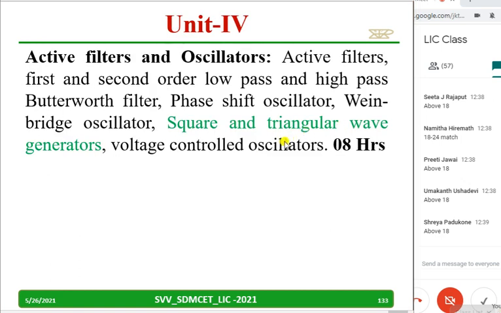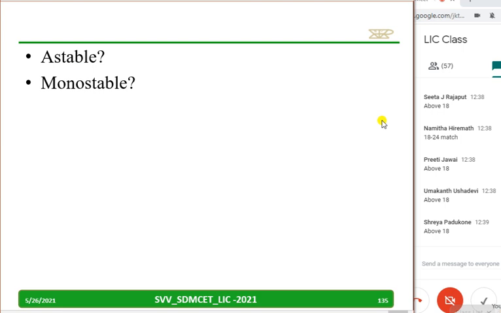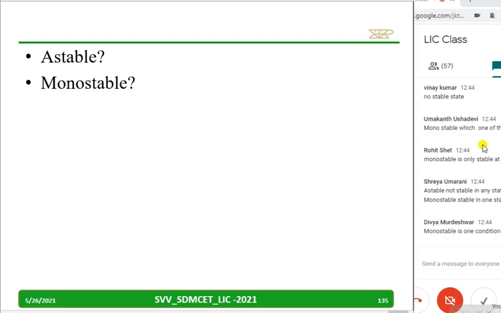Coming back to the syllabus, unit 4 we are discussing a square wave and a triangular wave generation. This we have to discuss now. This video is already available on YouTube, and I have made this as a part 2. And now we will continue the discussion. What do you mean by astable and monostable? Can you type in the chat box? I'll wait for you people. Answers. No stable state in astable. Monostable means one stable state.